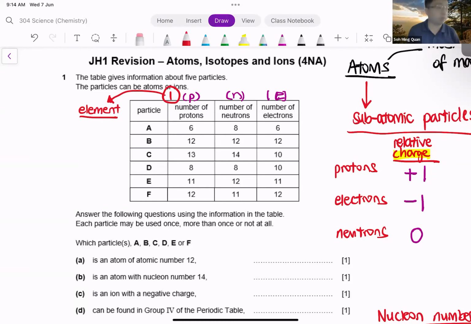For example, I see that particle A has 6 protons. So I look for proton number 6. I look in the periodic table. Which is the element that has the smaller number, proton number 6? And I find out that it's carbon. Proton number 6 belongs to carbon. So this is where the periodic table comes in. You need to go to the periodic table. This is from the periodic table.